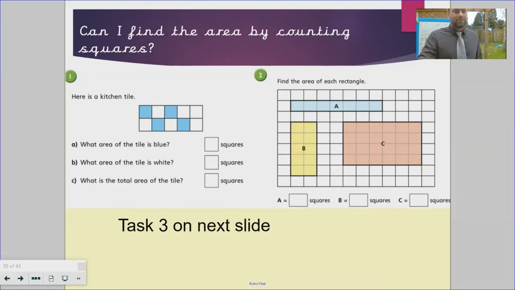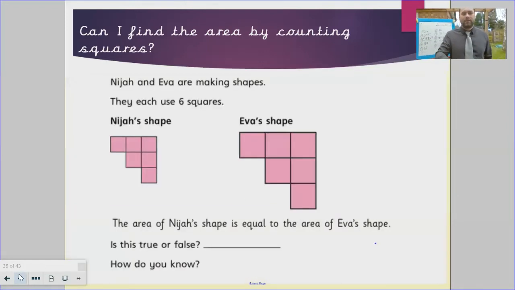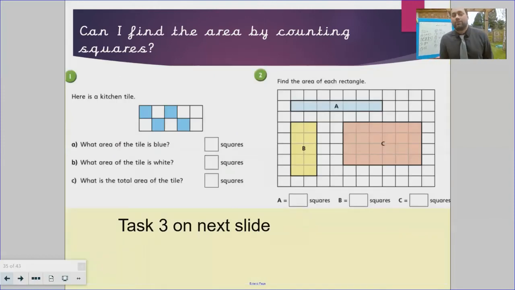And then for challenge number 3, Naya and Ava are making shapes. They use 6 squares, and there's Naya's shape and there's Ava's shape. The area of Naya's shape is equal to the area of Ava's shape. Is this true or is this false? How do you know? So that's your 3rd question.